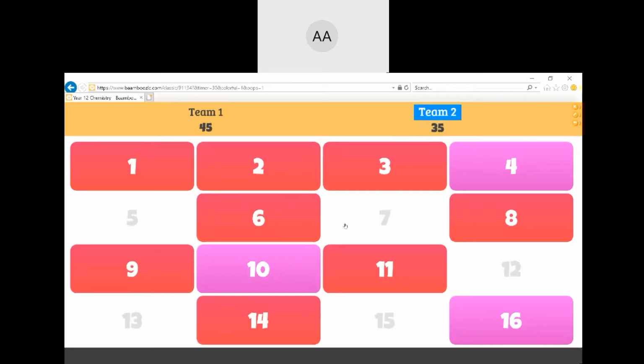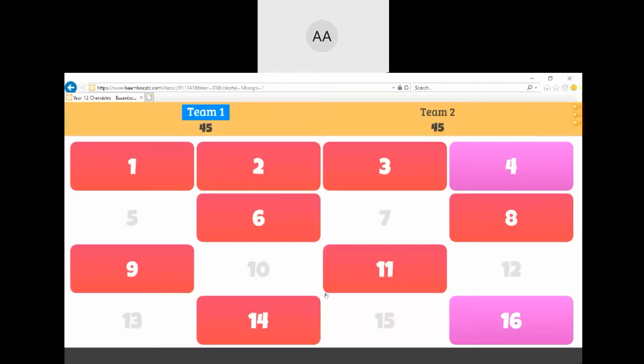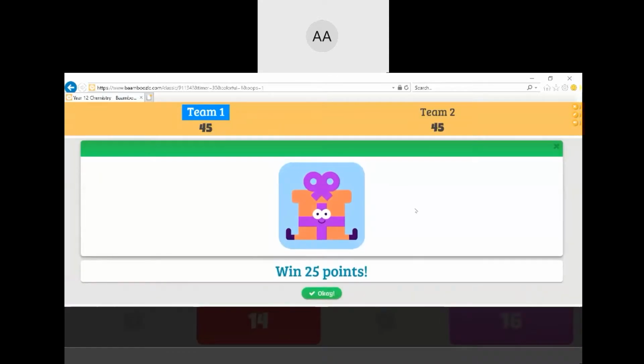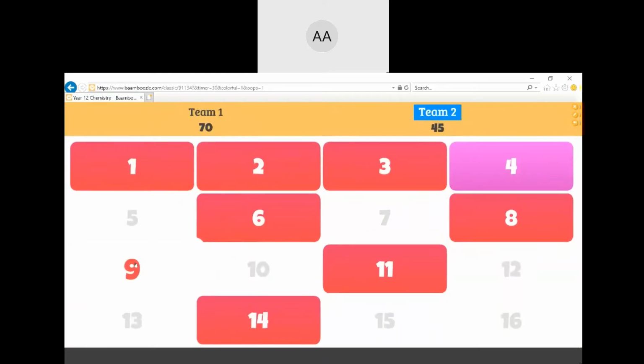Come on then, team two. Where are we? Where do you want to go? Number 10. Wow, look at that. 10 points for free. Excellent choice. Right, we're neck and neck now. Team one, number 16. Oh my goodness, what's going on here? You've just won 25 points. Okay, team two, number 9.